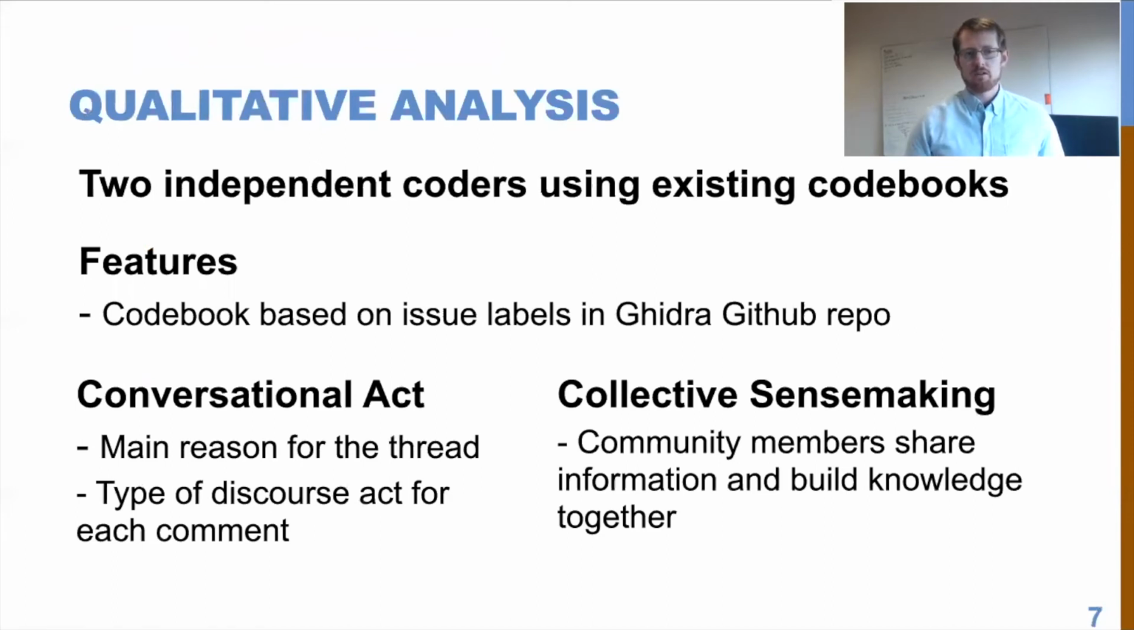Two researchers independently coded each of the threads and all the comments within them using a few existing code books, focusing first on the features that were discussed. We used all the issue labels that were provided in the Ghidra GitHub repository. And then looking at questions around community dynamics, we first looked at the way that these conversations were carried out.